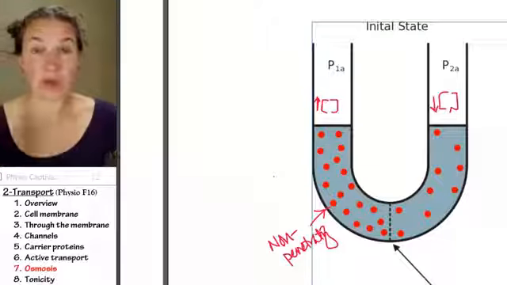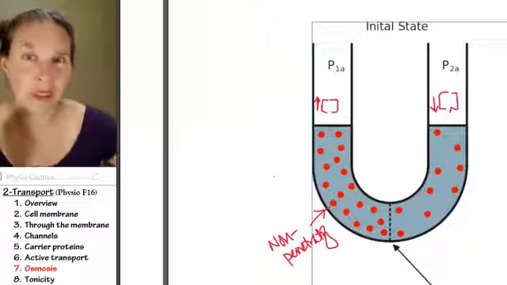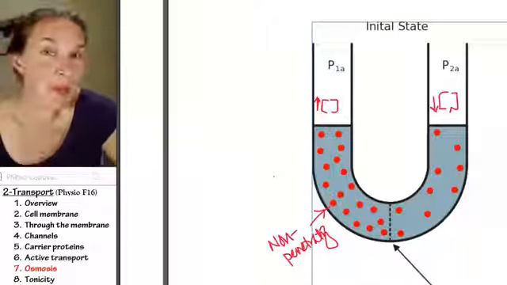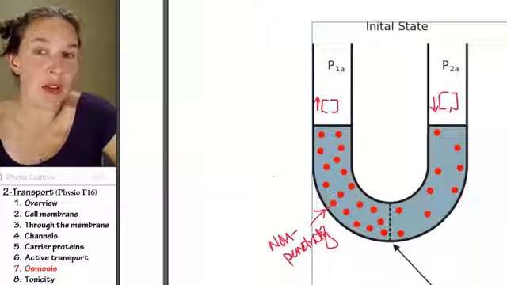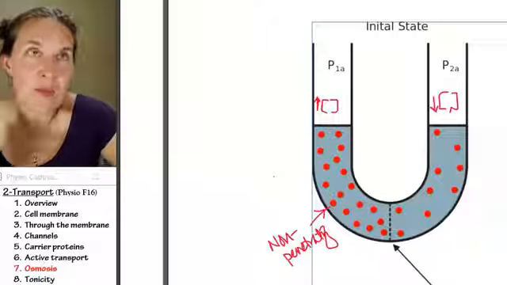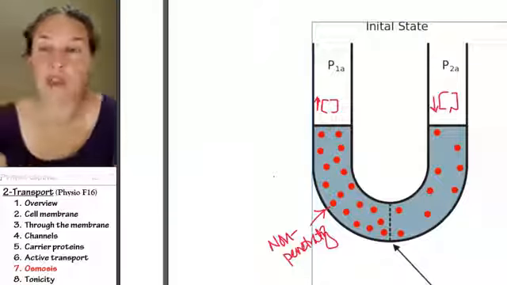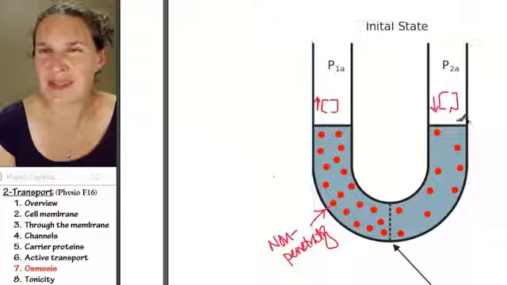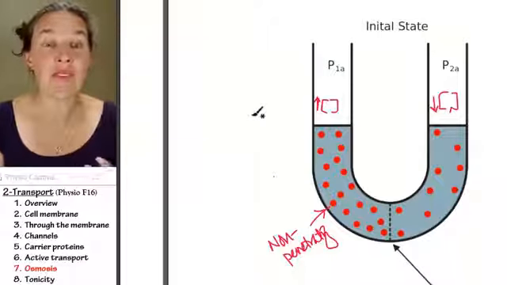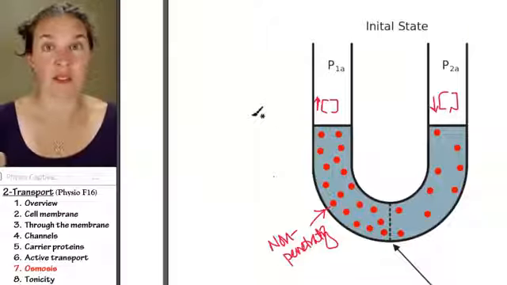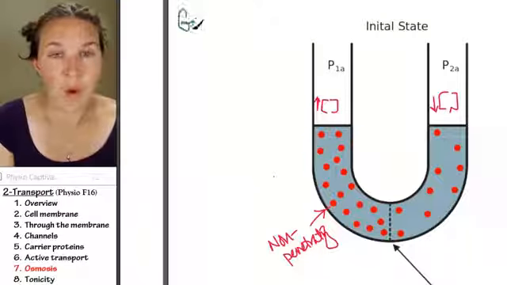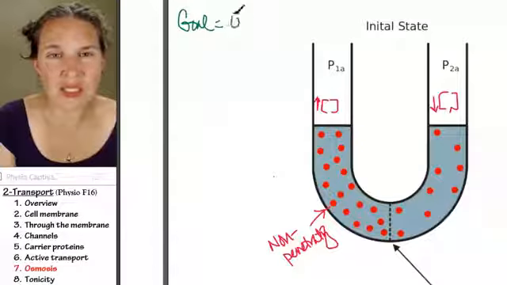Particles can't move. If the particles can move, they will. But the particles can't move. So now water is the only thing that can move if you want to reach osmotic equilibrium. Do you think that the cell does? Do you think that everything does? The goal at all times is osmotic equilibrium.